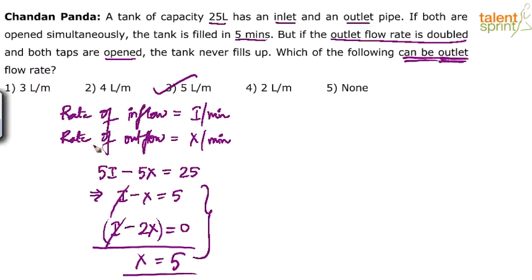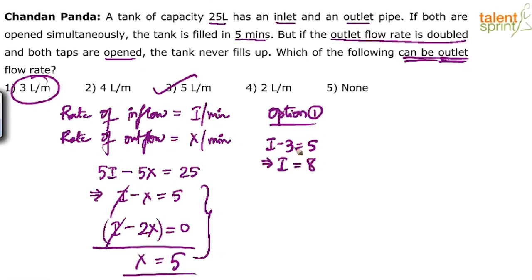For example, let's take 3 liters. Option 1, right? Let's go by option 1. According to option 1, outlet flow rate is 3. So I minus 3 equals to 5, which means I is equal to 8. Now substitute I equals to 8 and x equals to 3 in this equation. So I minus 2x, 8 minus 2 into 3. Is it equal to 0? 8 minus 6 is 2. It's not equal to 0. So that is the reason option 1 is wrong.